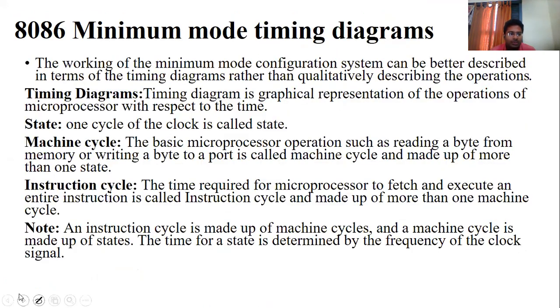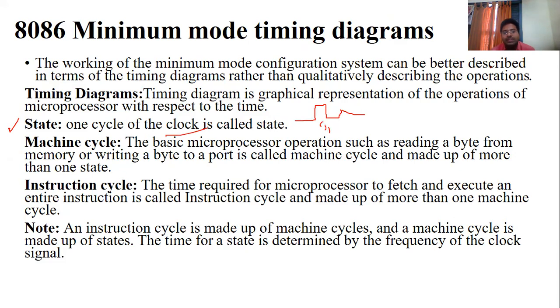Okay, so now let us go to the timing diagram. You know the timing diagram. It is a pictorial representation of the operation performed by the microprocessor. In the timing diagram we are going to discuss, we have 3 different states. One cycle of a clock is called a state, or one time period, a T1 time period.